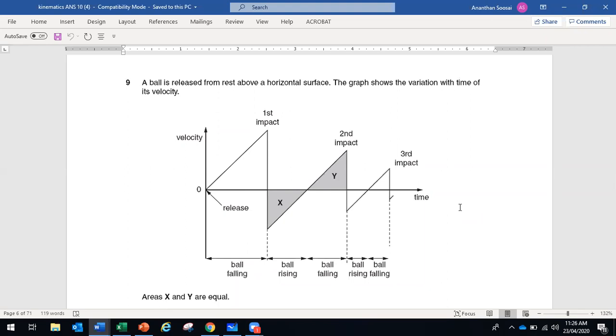Tell me from the graph, do they take downward as positive or upward as positive? Good. Downwards as positive, because the velocity becomes positive at the beginning.